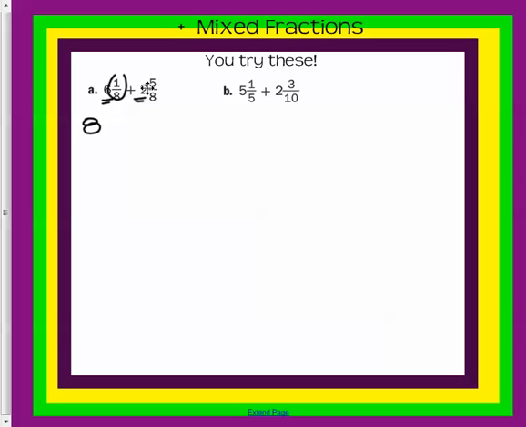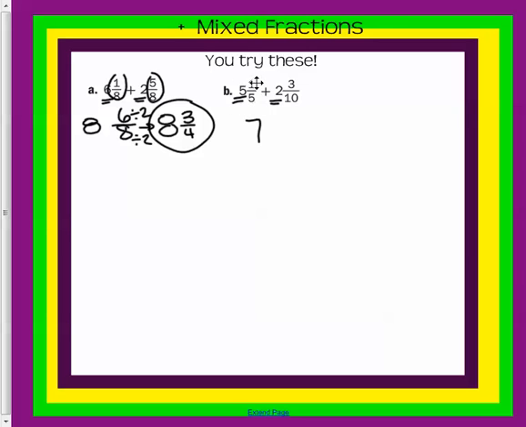Then add your fractions, 1/8 and 5/8. I have eighths, and 1 plus 5 is 6. Is this simplified? The answer is no. So I have 8, and then 6 and 8 both share a 2 in common. So we get 3/4.